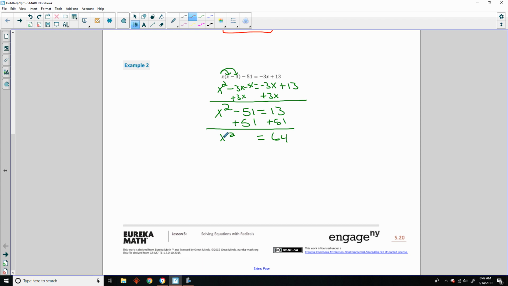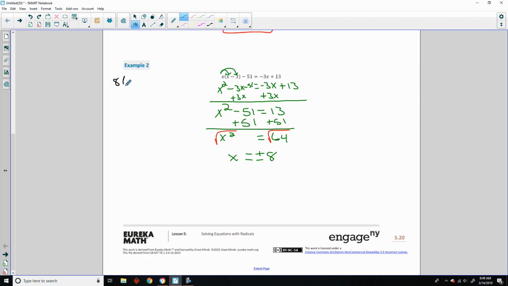Almost done. I don't want x squared, I want to know what x is. The inverse of squaring is square root, so I take the square root of both sides. The square root of x squared is x, the square root of 64 is plus or minus 8. I now want to check both.